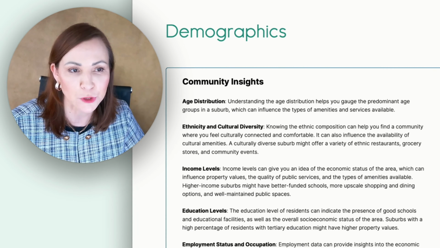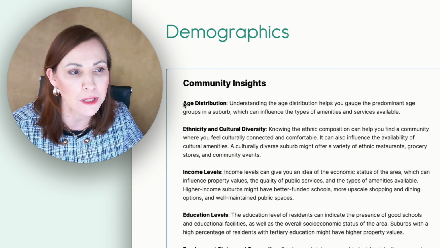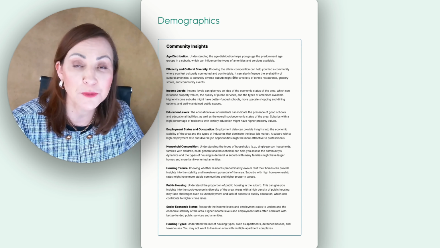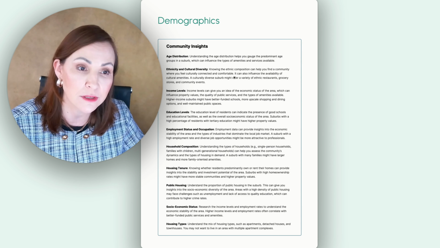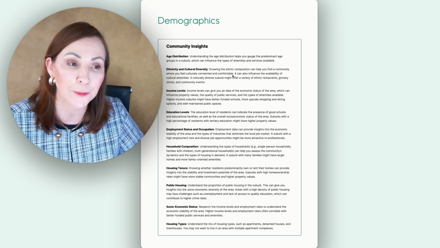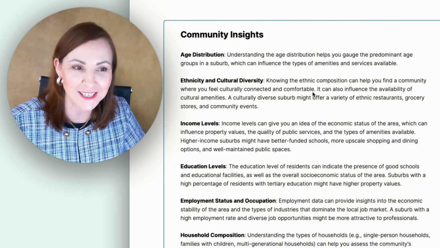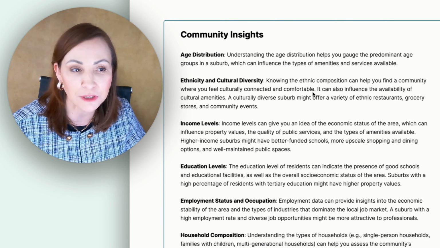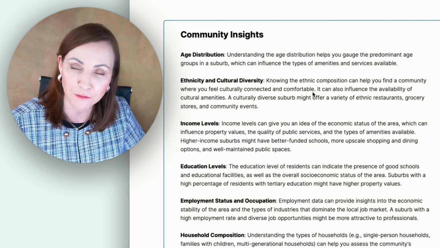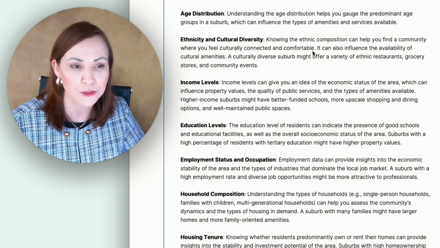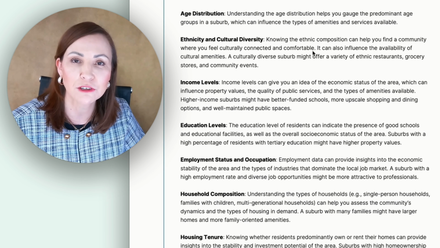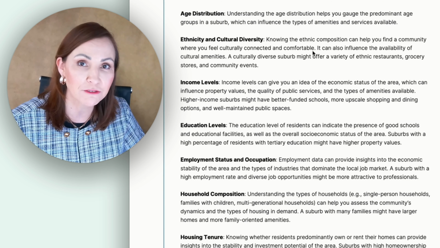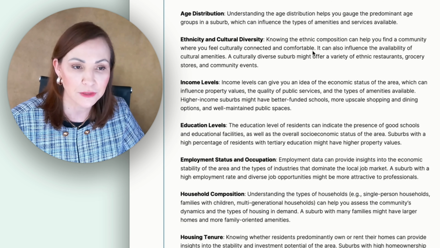Understanding the age distribution helps you to gauge the predominant age of groups in a suburb, which can influence the types of amenities and services that are available in that area. Ethnicity and cultural diversity. Knowing the ethnic composition can help you find a community where you feel culturally connected and comfortable. Income levels. Income levels can give you an idea of the economic status of the area, which can influence property values and other things.